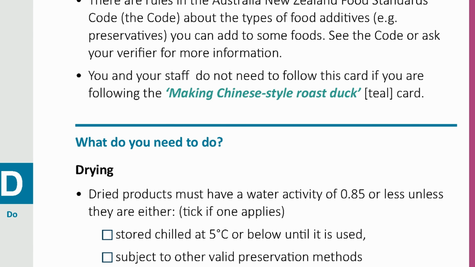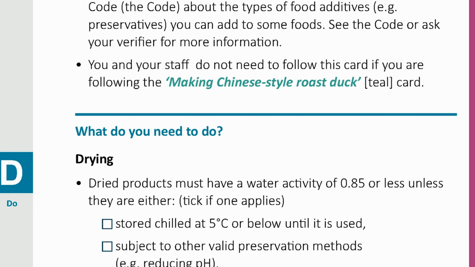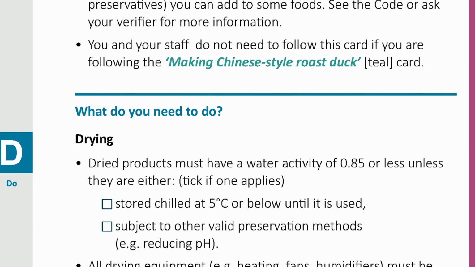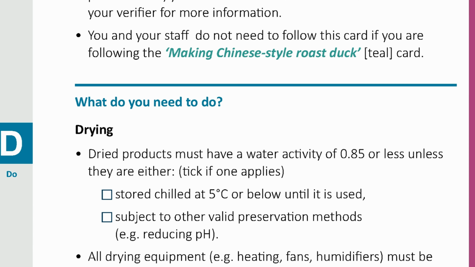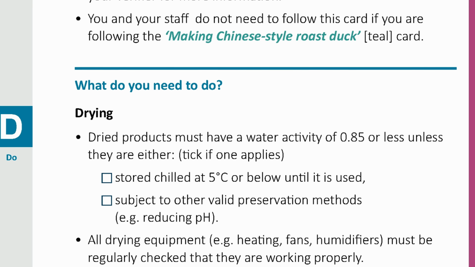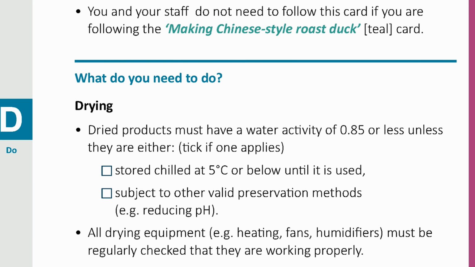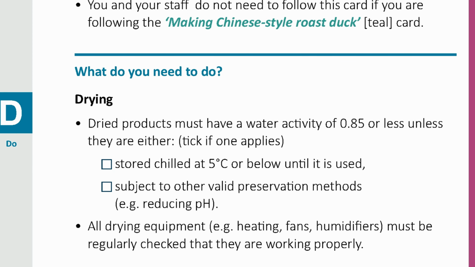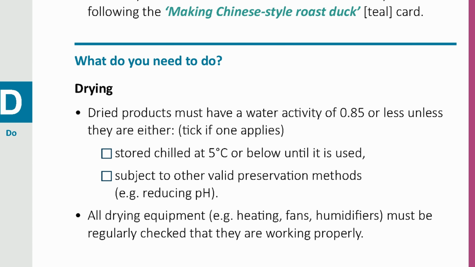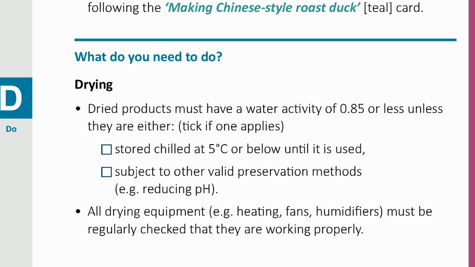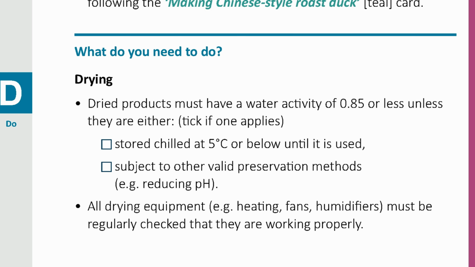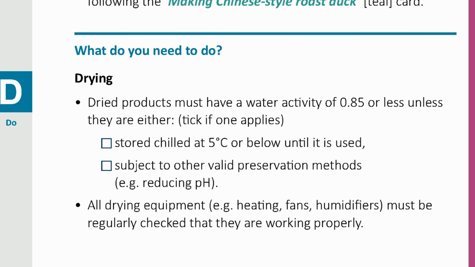Drying. Dried products must have a water activity of 0.85 or less, unless they are stored chilled at 5 degrees Celsius or below until used, subject to other valid preservation methods like reducing pH. Remember to complete your copy of the template by ticking which applies. All drying equipment, for example, heating, fans, humidifiers, must be regularly checked to make sure they are working properly.